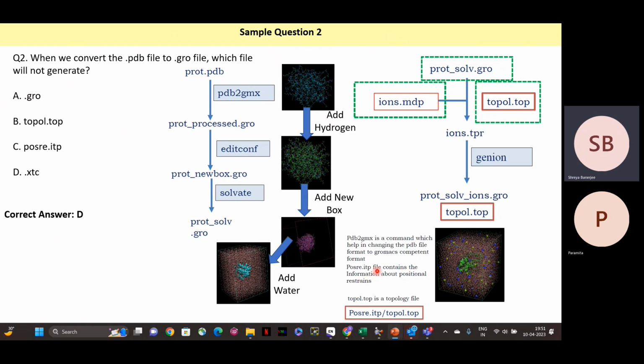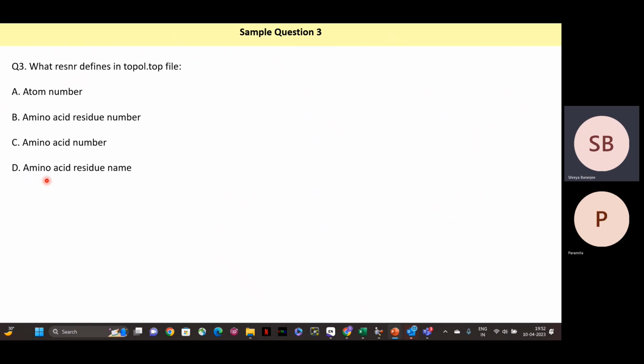So if a certain position is fixed by a hydrogen bond or by some other covalent interaction, then that positional restraint is mentioned in the posre.itp file. So in this set of commands used to convert the PDB file to the .gro file, you indeed get a .gro file, you get a topol.top file, and you get a posre.itp file. But you don't get an XTC file because that is obtained after the molecular dynamics simulation. So the correct answer is D, which is .xtc. The next question is what RESNR defines in the topol.top file.